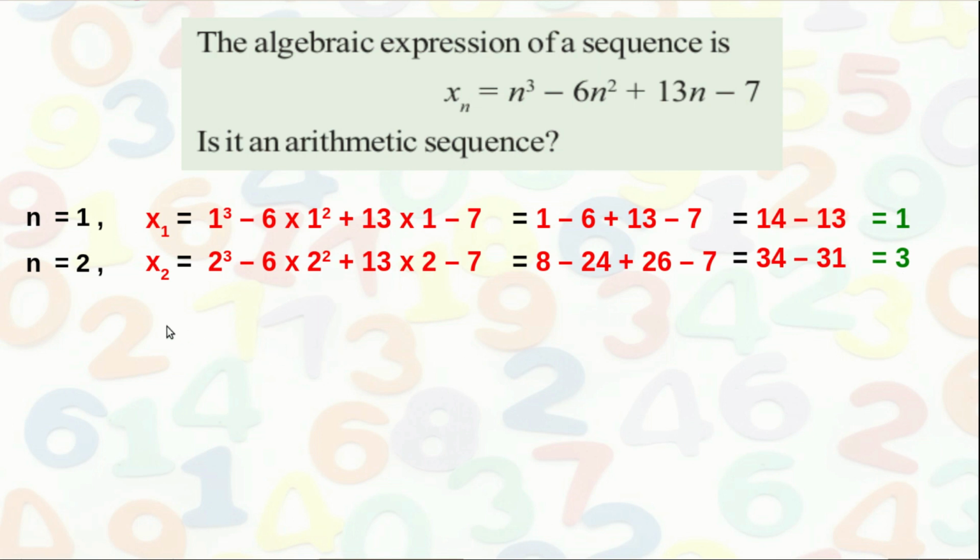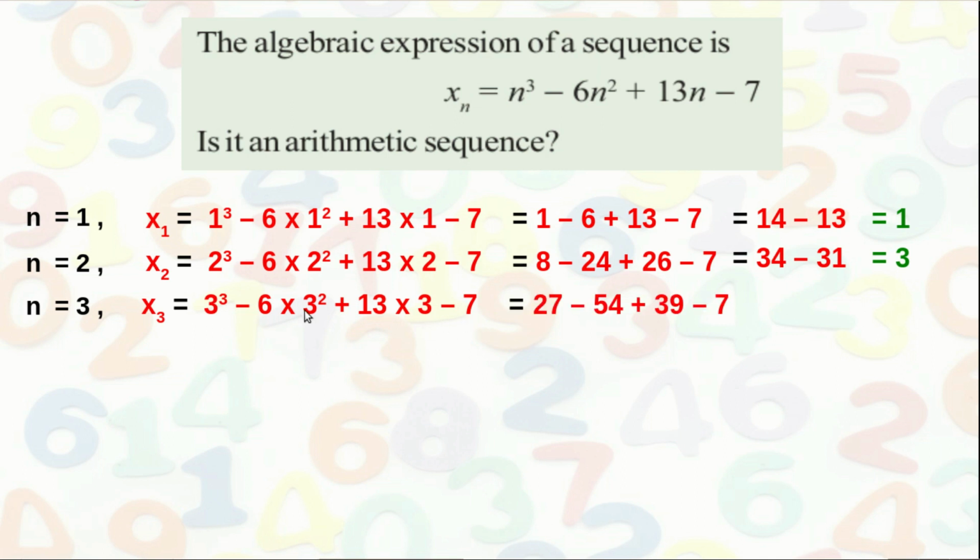Now to get the third term, substitute n equal to 3. x3 equal to 3 cube minus 6 into 3 square plus 13 into 3 minus 7. Simplifying, we get 3 cube 27, 6 into 3 square, 6 into 9, 54, 13 into 3, 39, minus 7. Adding the positive terms 27 and 39, we get 66. Negative terms minus 54 and minus 7 gives minus 61. 66 minus 61 equal to 5.